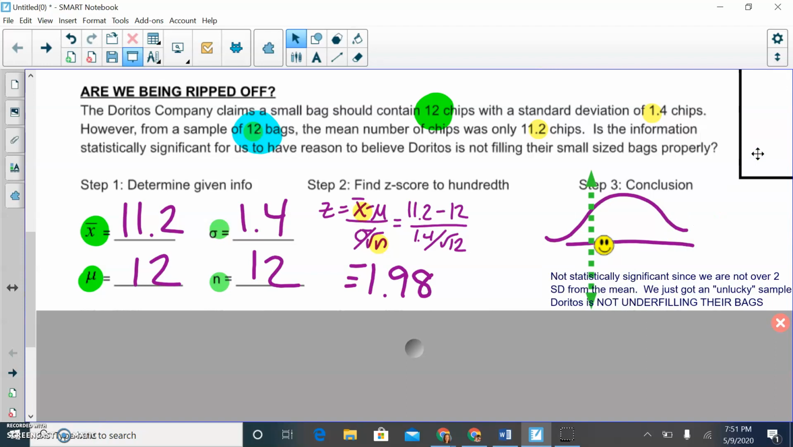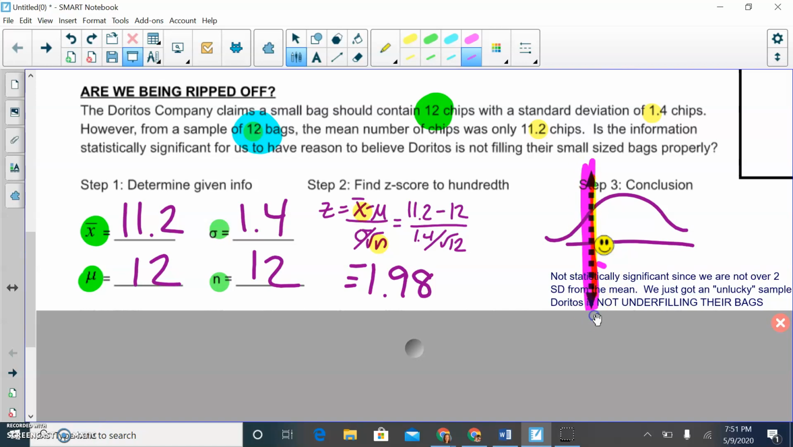So when we look at our conclusion, we have our normal distribution. My green dotted line here is the line that represents 2 standard deviations from the mean. Remember that if we are past that, if we're over here, that's the stuff that's so far from our average of what we would expect that we say that it's statistically significant. So we're over here at negative 1.98. So we did not make it to that line.